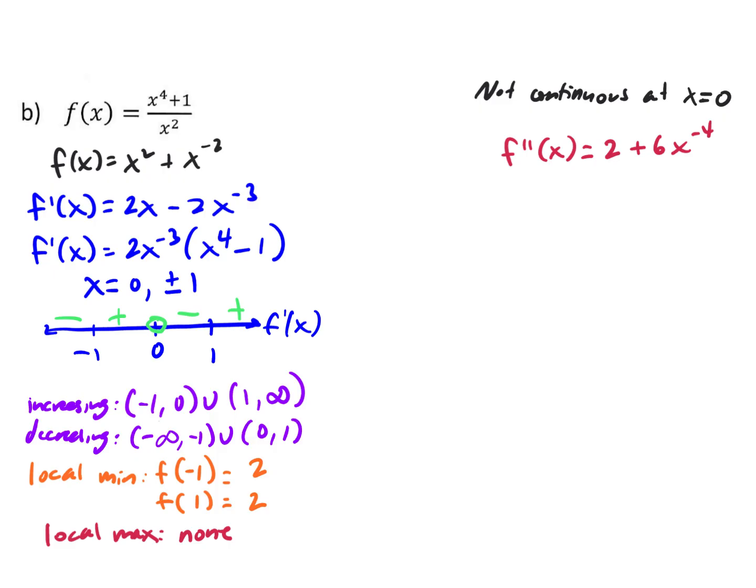So here's what's interesting about this, okay? This never equals 0 because I have an x in the bottom. So I only have one critical number. X equals 0 is a critical number. It's not a 0, it's a critical number because it's undefined there. So it's a critical number.